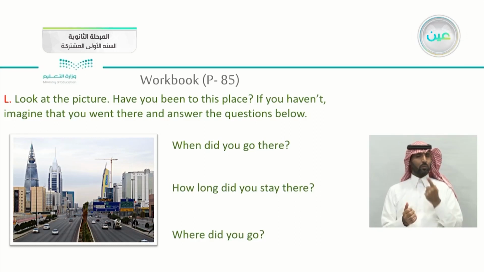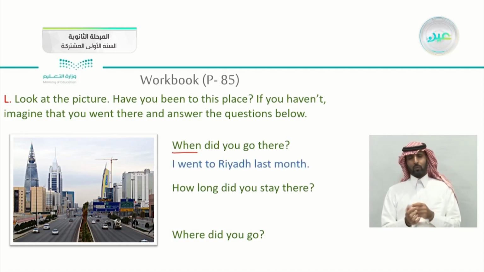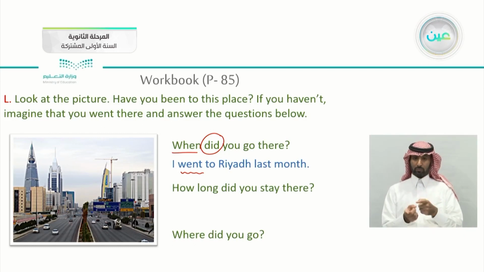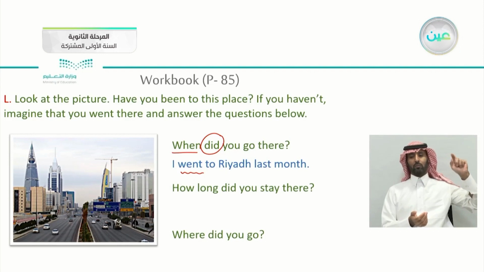When did you go there? We're having a question with when. So the answer is going to be about time. When have you been? When did you go to Riyadh? We're having a specific time. For me, I went to Riyadh last month. Last month, I was at Riyadh. I have been there. Notice the question is did, and that's why I have used went, the past tense of the verb go. When did you go to Riyadh? I went there.